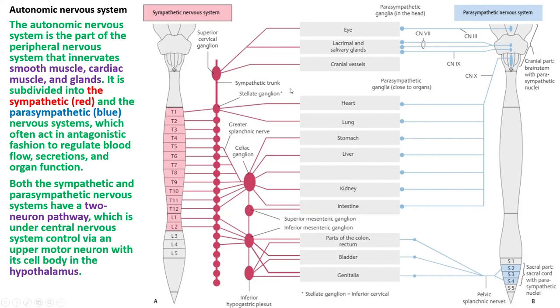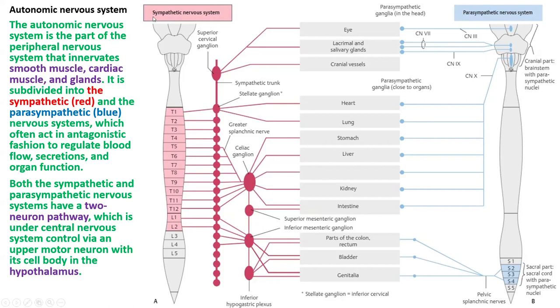Classically, the autonomic nervous system is divided into two subsystems. One of them is the parasympathetic nervous system, and the other is the sympathetic nervous system. The parasympathetic nervous system is related to rest and digest. It means that when you are resting or digesting food, mainly the parasympathetic system is working.